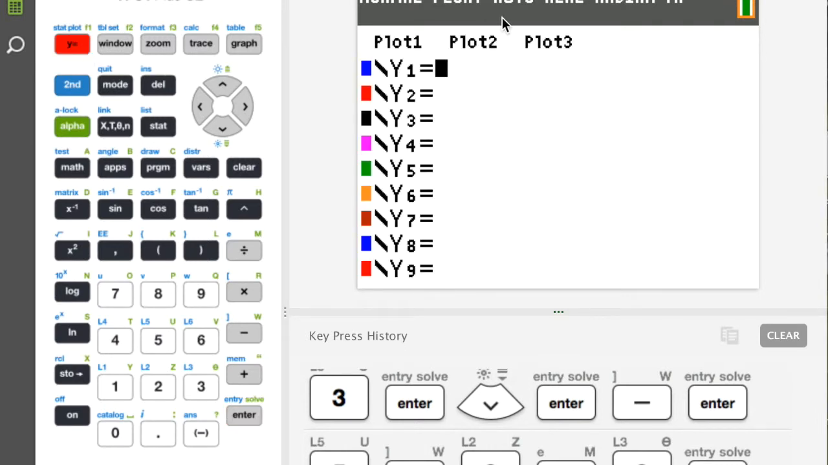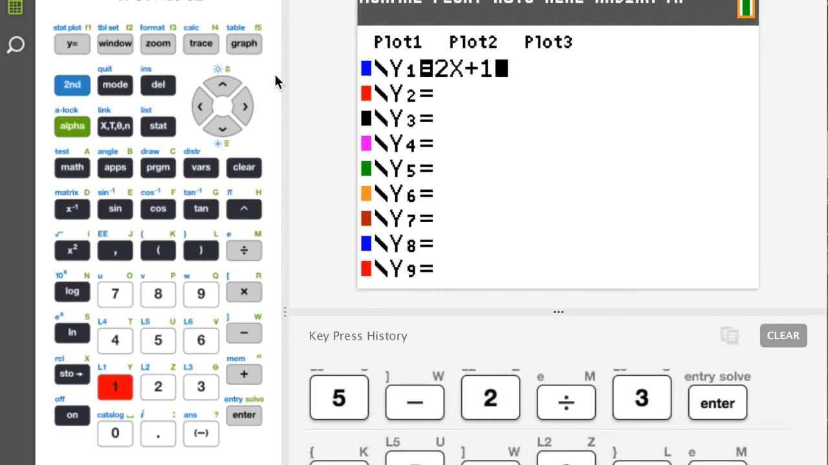If you look up above, one of the cool things about your calculator is the y equals. We can type in equations to graph. If you remember your simple y equals mx plus b, we can do y equals 2x plus 1, and then we hit the graph key.